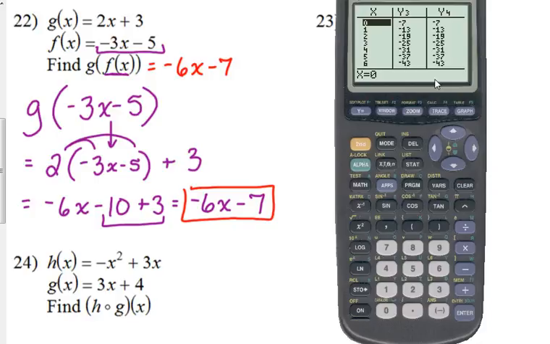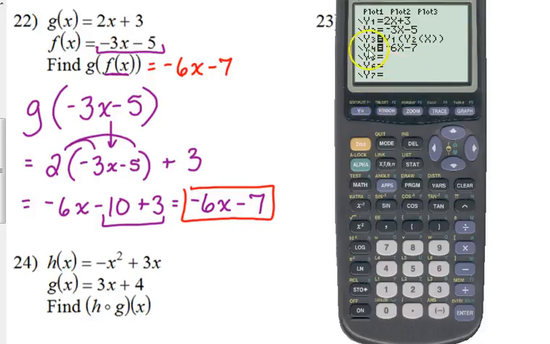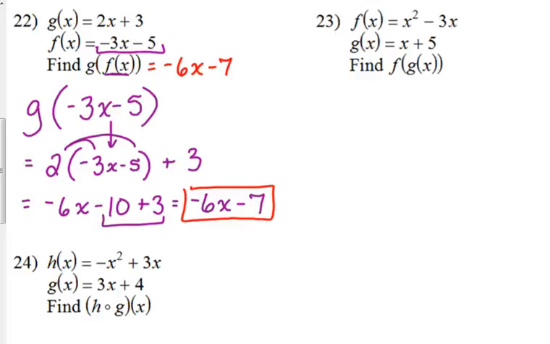Now, I know that was a little tedious, but I think it's easier to remember how to do it, and if all else fails on a multiple choice question, you've got four answer choices to compare. This is something you can do. You just have to remember where those y1s and y2s are. Vars over to yvars. Okay, we'll do this a couple more times so you can practice that.